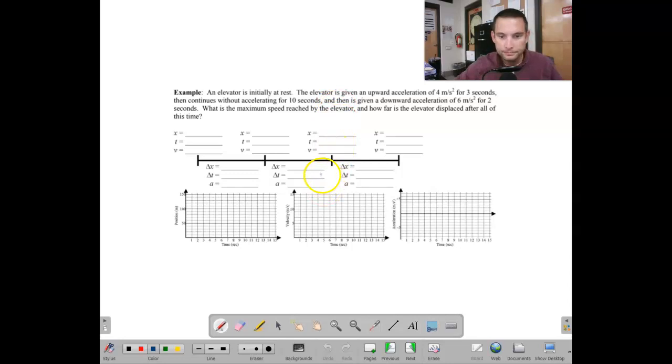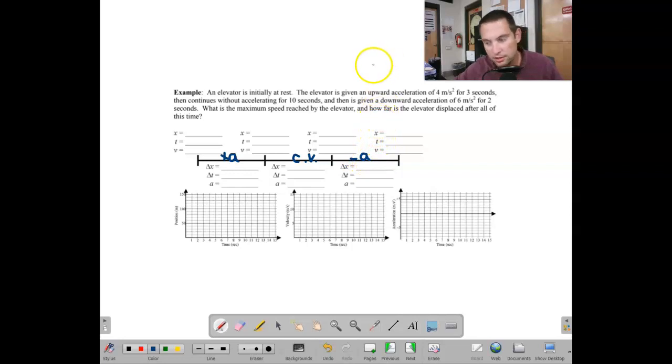All right, so first thing, let's identify what are these 3 segments of motion. The very first segment of motion, we are speeding up, upward acceleration. So we're going to say it's a positive acceleration here. Next, continues without accelerating, so it's constant velocity. Careful. Constant velocity, no acceleration for the second one. And then for the third one, we have a downward acceleration. So we have a negative acceleration.